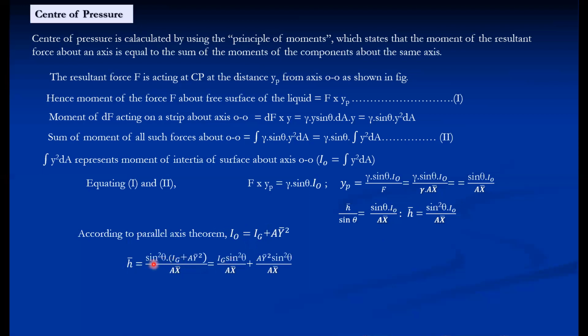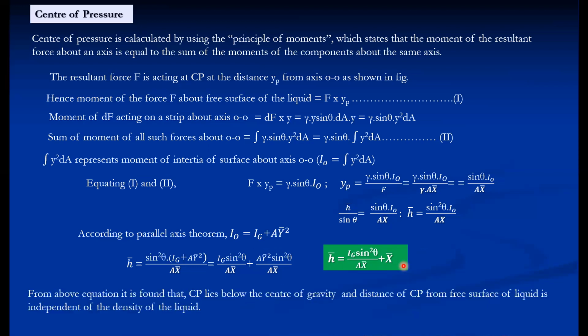Putting these values and rearranging the terms, we get Ig sine square theta upon A x bar plus A y bar square sine square theta upon A x bar. So h bar is equal to Ig sine square theta upon A x bar, and instead of y bar sine square theta, we can put x bar square. So A x bar gets cancelled, and only x bar remains. This is the expression for the distance of Cp, the center of pressure, from the free liquid surface.